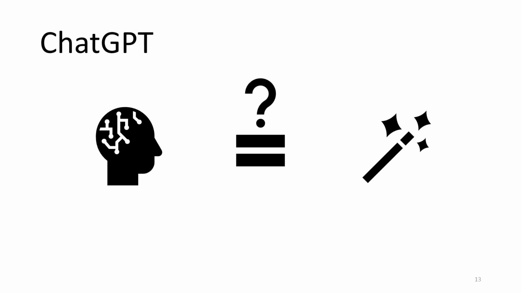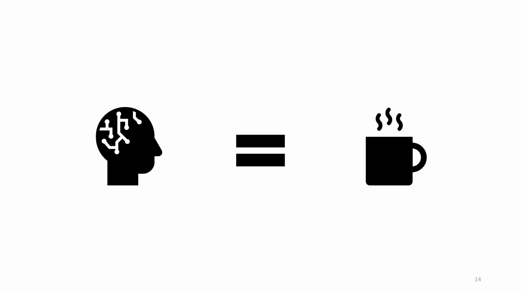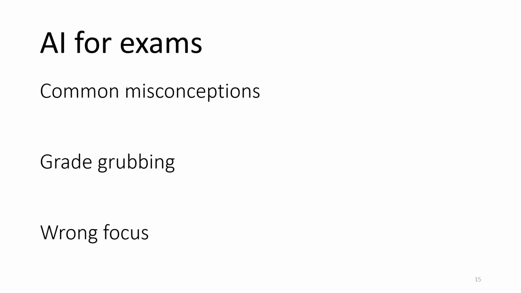Now finally, what about ChatGPT? What about AI? Is AI a magic wand that will help students answer any question and make all exams pointless forever? Well, in my experience, AI is more like very strong coffee. It's going to help students get stuff done faster, but it will not fundamentally make them incredible developers.